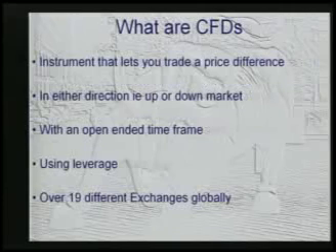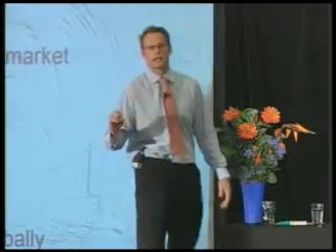What is a CFD? It's an instrument that lets us trade a price difference. Contract for difference trades a price difference. We can trade the market in either direction, up or down, and it's extremely important to be able to trade the market in any direction.